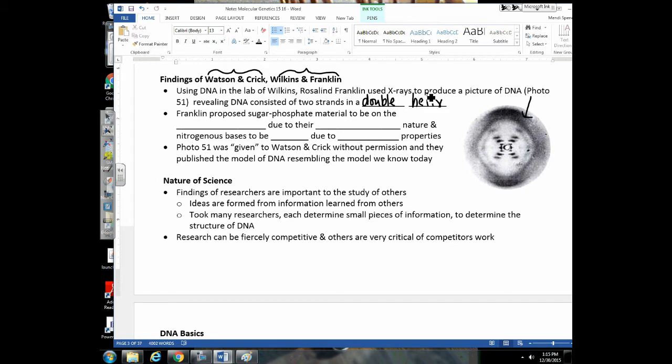So we see one strand of nucleotides coming down this way. And then we see the other strand kind of coming this way. And if you look at a picture of DNA in a double helix just right, then in some areas, if you section off, you'll see that it looks like an X, kind of where those 2 strands cross there in the middle. Now, Franklin also proposed that the sugar phosphate material is going to be on the outside of the DNA molecule. And that is because they are hydrophilic.